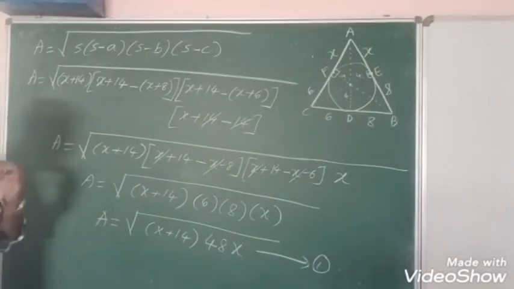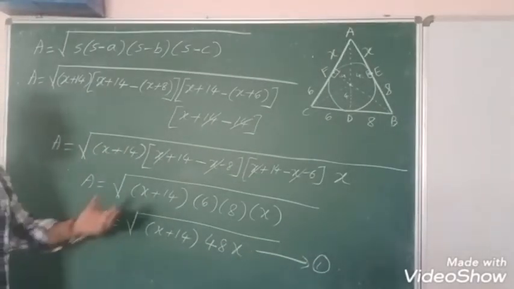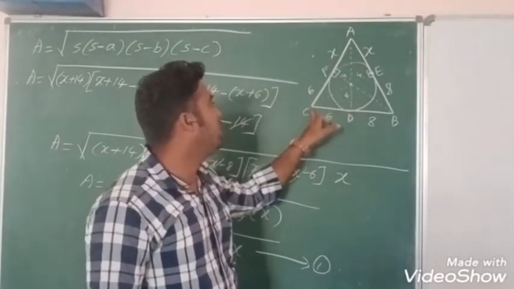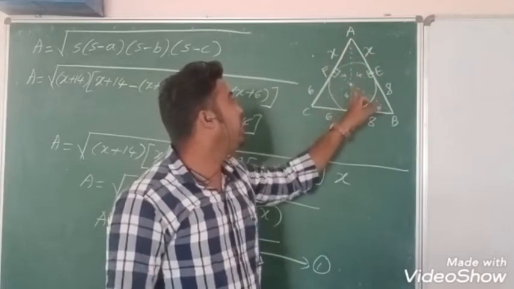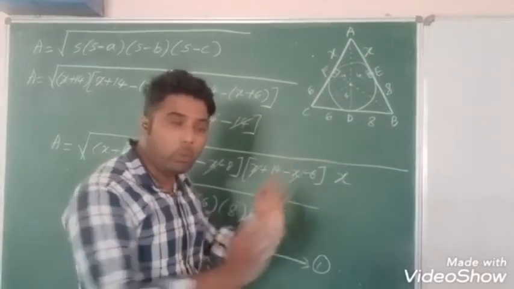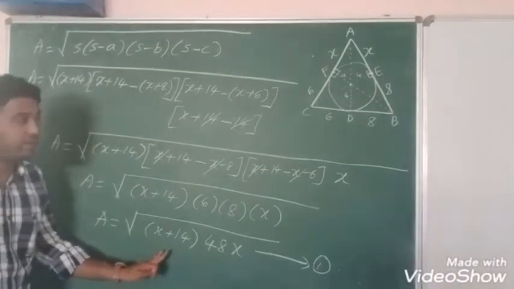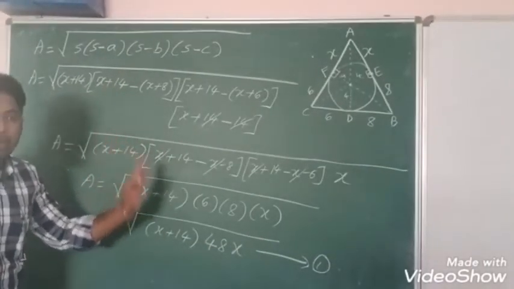Once I get equation number 1, I have to apply the area of triangle formula for the 3 small triangles, which are AOC, COB and AOB. Then both we have to combine. This is the first equation, the area of the triangle, which we solved by Heron's formula.